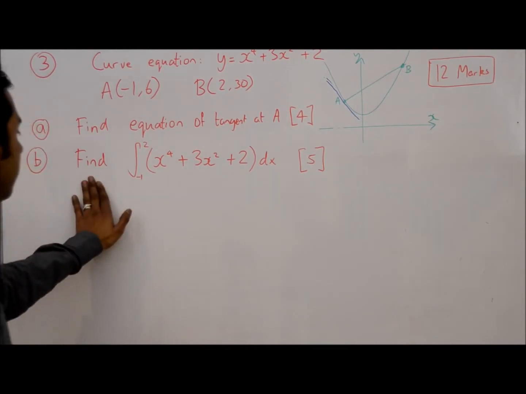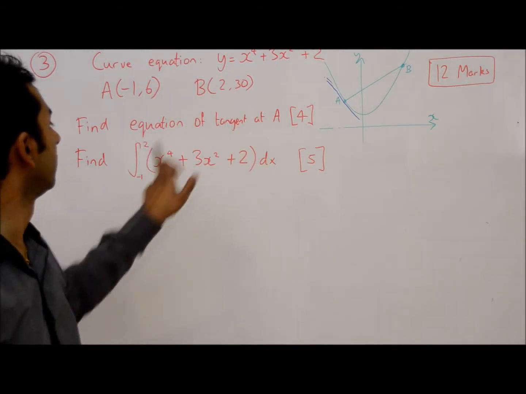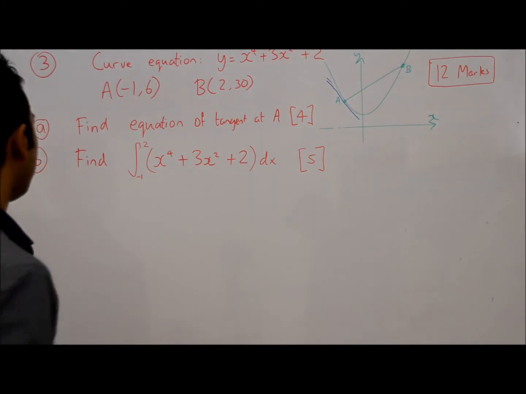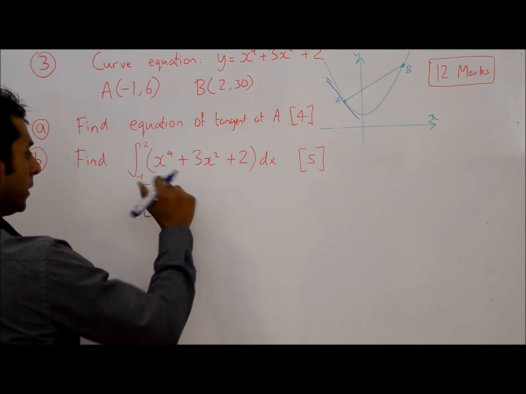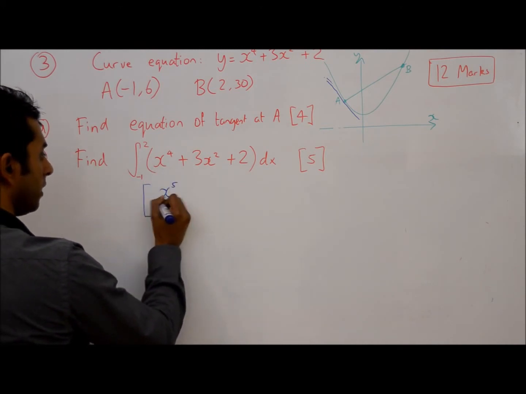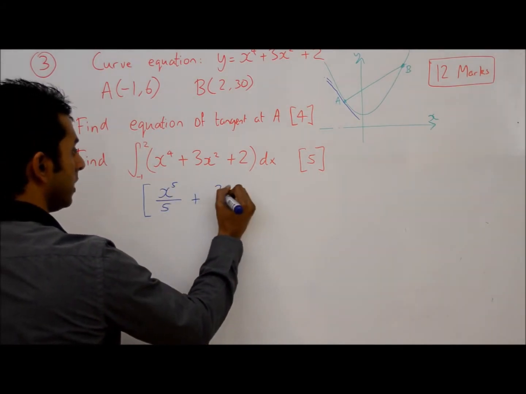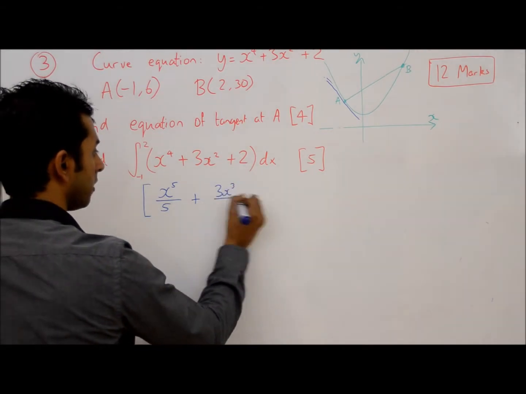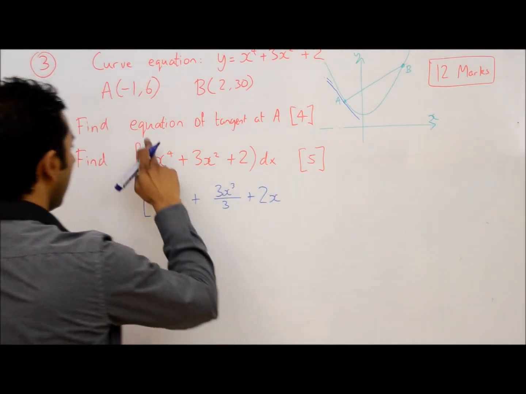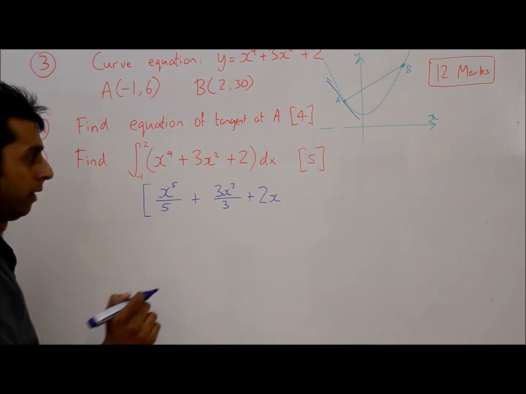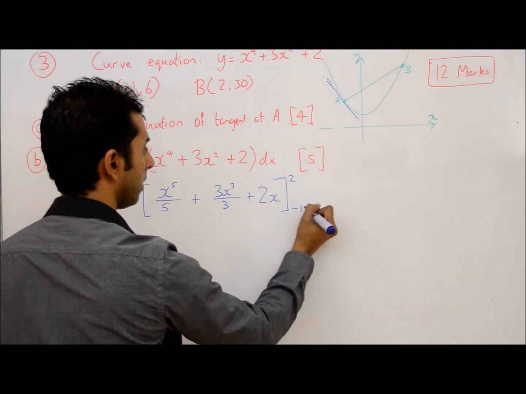So part B is asking us to find the integral between 2 and -1 of the curve. So this curve here. And this is worth 5 marks. So let's start by integrating. So I always do a square bracket when I integrate. So when we integrate x to the 4, we add 1 to the power and divide by the new power. So x to the 5 over 5 plus, and then it's 3x, add 1 to the power is 3 divided by 3. And the integral of 2 is just 2x. And since this is definite integration, we don't need to write plus c. So we'll close the square bracket and then we'll put our limits on the outside, 2 and -1.